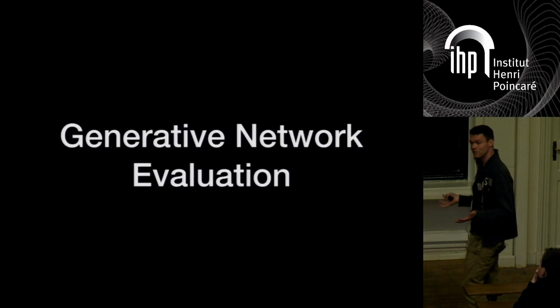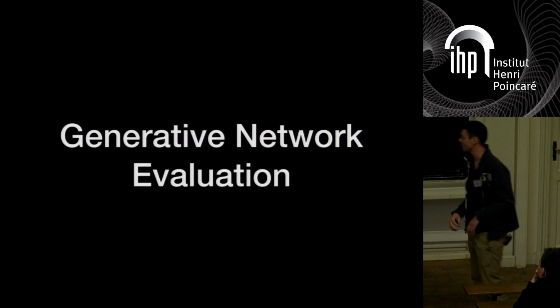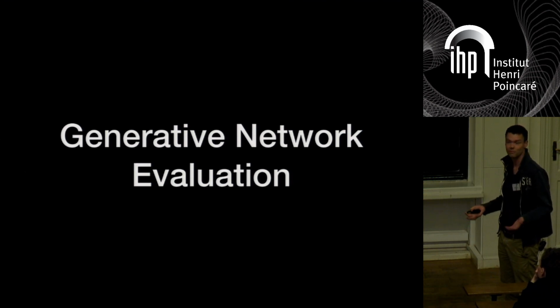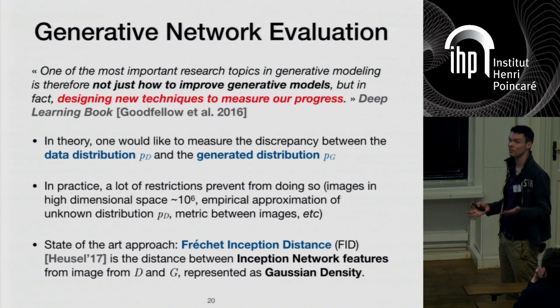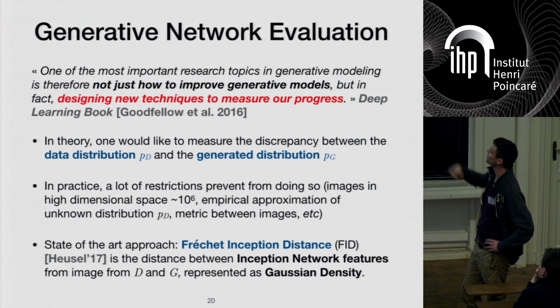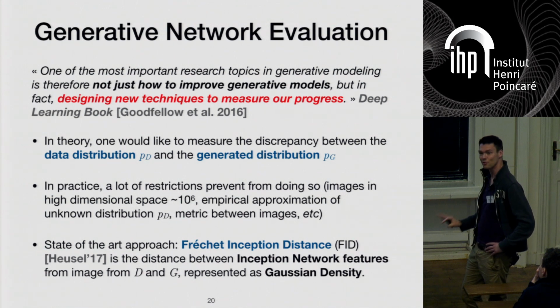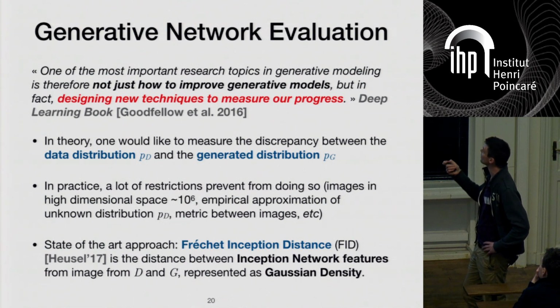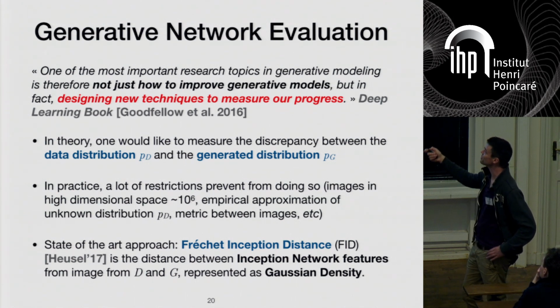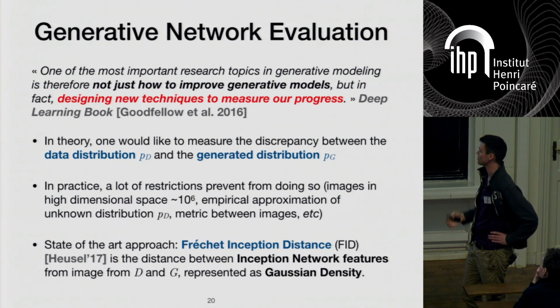Okay, so we have many different architectures, many different models for generating images. How do we evaluate them then? Because don't forget, we don't have a metric between images, right? So let me first give a quote from the deep learning book of Goodfellow et al. that concludes the full book with the following sentence: the most important thing is to improve generative models, but as well, designing new techniques to evaluate them. Okay, so this is exactly what this talk is about.